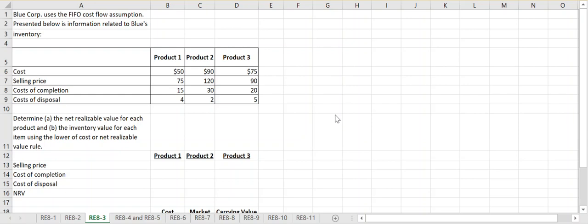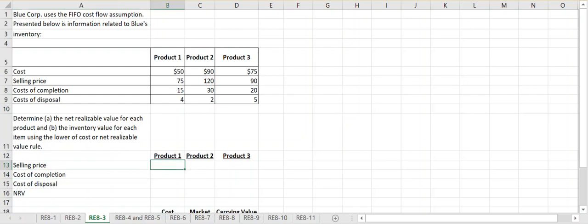So under that FIFO method, when we're doing the lower of cost or net realizable value rule, we are always comparing the cost to net realizable value. So there's no additional calculations that we have to do. We don't have to choose between a ceiling and a floor and a replacement cost when we're doing the FIFO method. Under this method, net realizable value is always used as your market value.